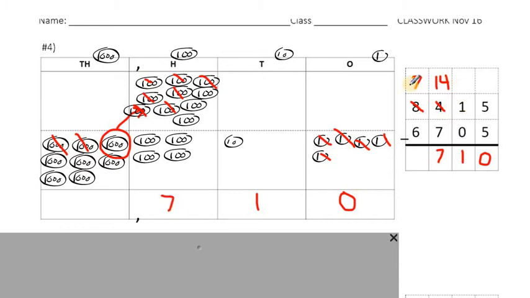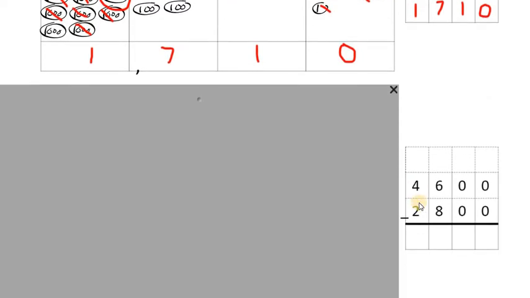700s. Now this 7,000s, I'm going to subtract 6. So 1, 2, 3, 4, 5, 6. That leaves 1,000. So 7,000 minus 6,000 leaves 1,000. All right, please go on to the next problem.